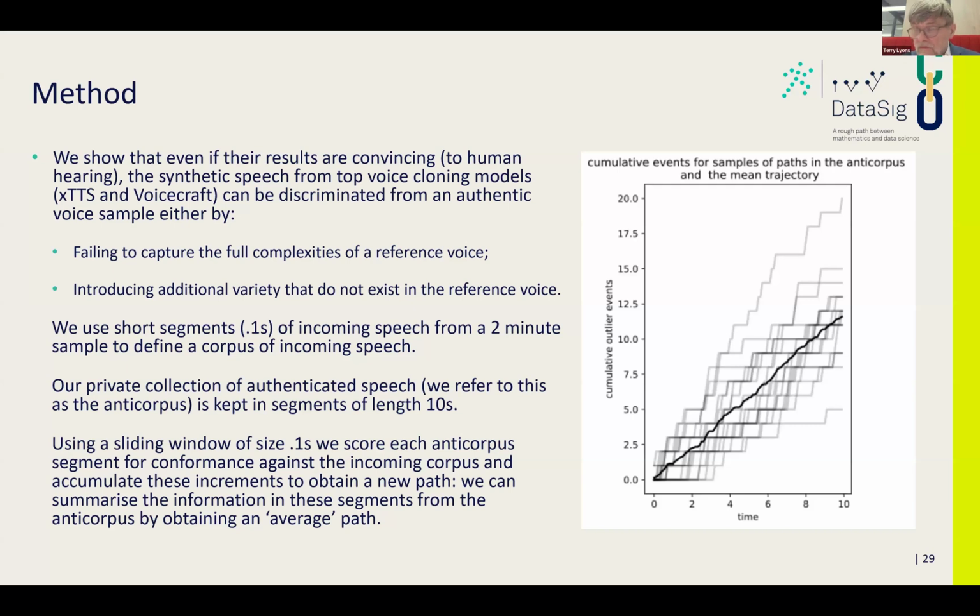So actually what we do is the reverse of what you might imagine. We build a corpus of normality from our incoming speech. That's why we need 2 minutes of it. And then we test our reference sets, which are really only about 10 seconds each, for their innovation, the extent to which they are outliers from the unauthenticated incoming speech. Over the 10 seconds, we build a line going up, and each of these lines represents a different piece of our reference test speech. You take the average and you get a mean amount of innovation between our reference speech and the corpus given by the incoming data.